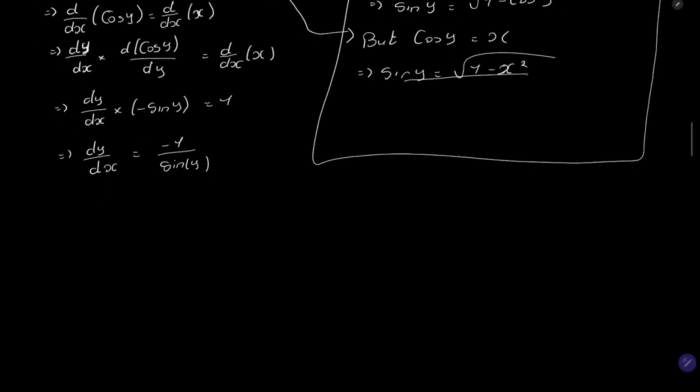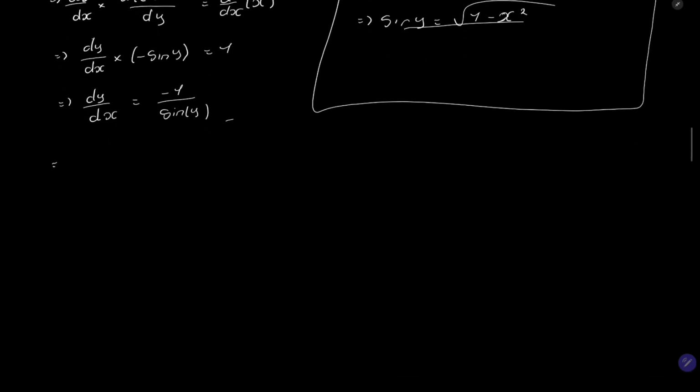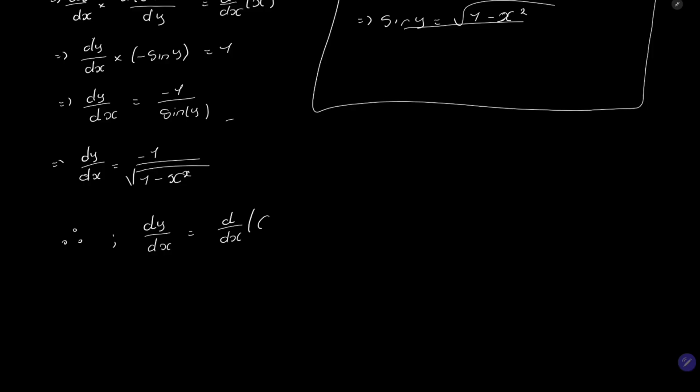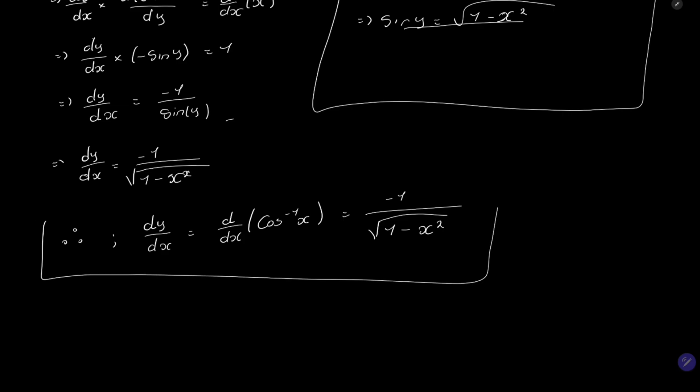So substituting this back into our equation here, we have that dy/dx is equal to negative 1 over sine y, giving us negative 1 over the square root of 1 minus x squared. So we can then conclude that dy/dx, which is the derivative with respect to x of the function cos inverse of x, is negative 1 over the square root of 1 minus x squared. We box or enclose our answer.